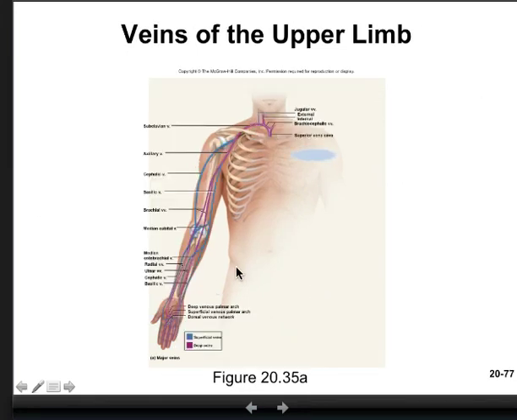And here you can see the veins of the upper limb, and they essentially mirror the arteries of the upper limb pretty much. You can see the axillary and brachial veins, the radial and ulnar veins as well. There are the palmar arches, superficial and deep palmar arches.